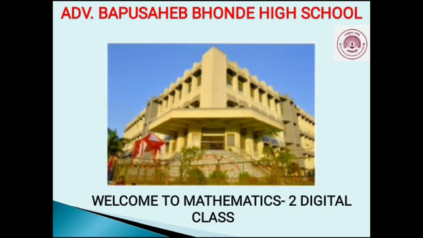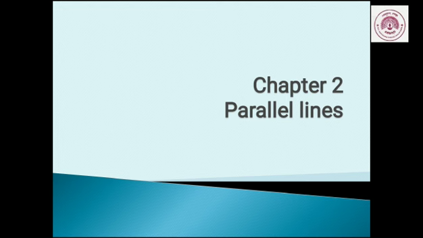Today we will continue with the second chapter, Parallel Lines, of Maths 2. In the previous videos we have completed Theorem 1, 2 and 3. Also we have completed exercise 2.1. Today we will learn Theorem 4. Let us prove a property of a triangle using the properties of angles made by a transversal of parallel lines.